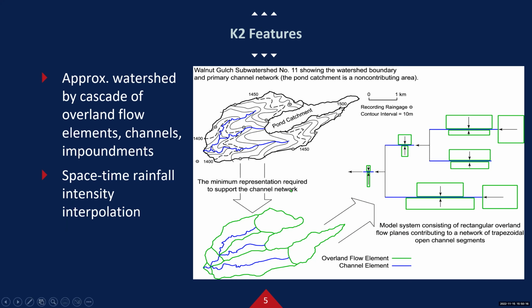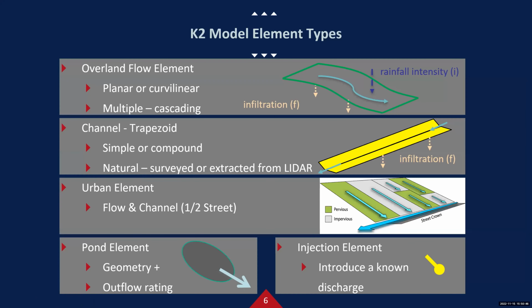Oh, sorry, I want to back up again. Want to mention we also, if you do have multiple rain gauges or radar rainfall data, built into this is a space-time rainfall intensity interpolator. And this on the fly does interpolation to the centroids of the individual elements. The centroid of this would be here. And I think we have a diagram further on down that will show you that in a little more detail.